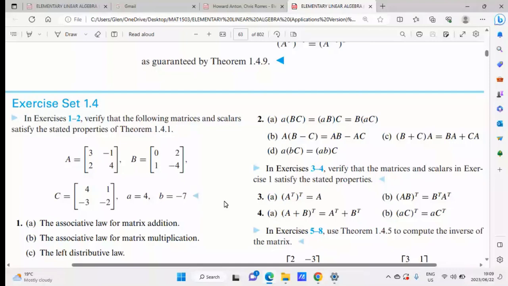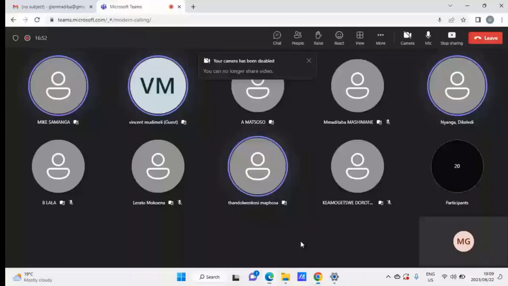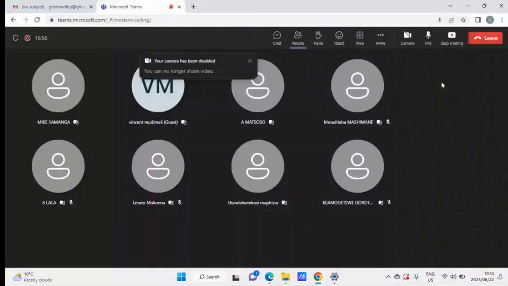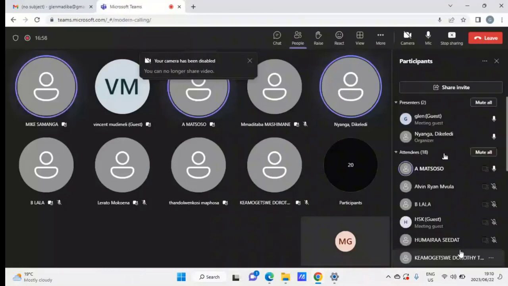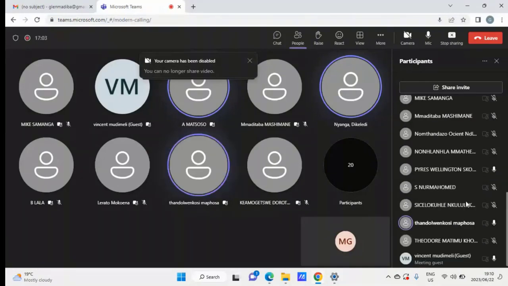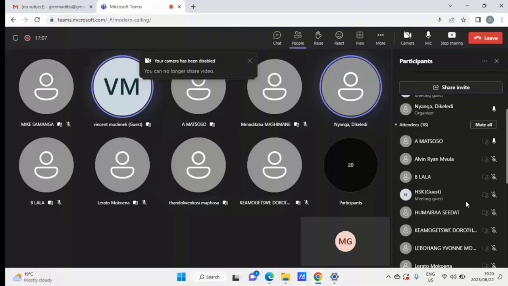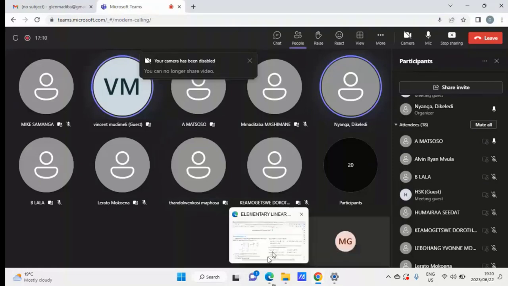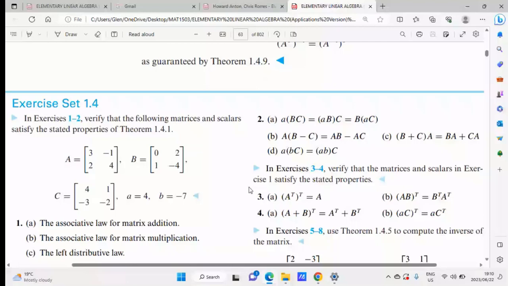So we are moving to B plus C times A. I'm not sure if you're asking about matrix B plus C or the matrix B plus C times A. I'm saying B plus C times A. For me, what I got is that the second row is negative 18 and negative 2. Do you agree?